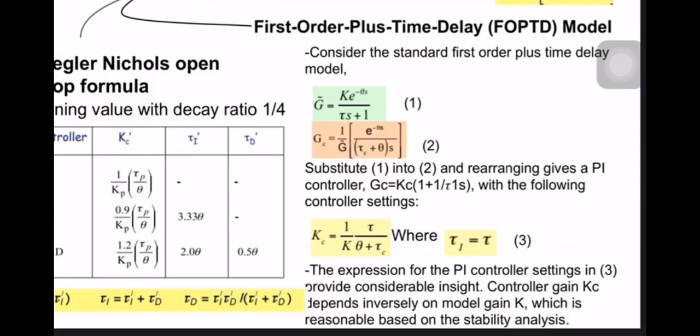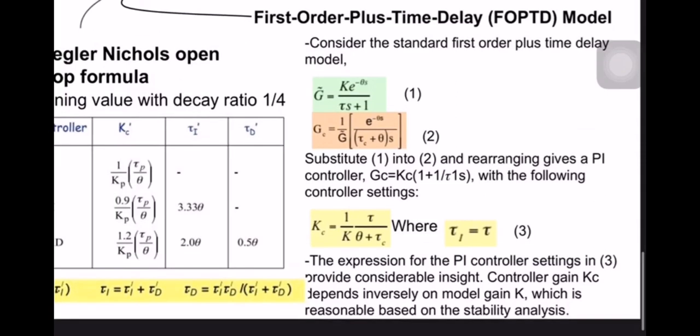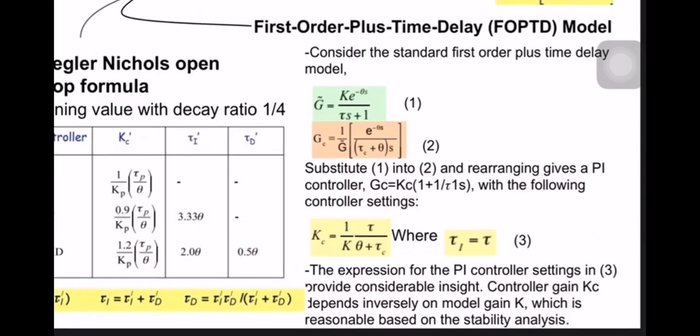So the PI controller equation is Gc is equal to Kc times (1 plus 1 over tau I s). Kc is the controller gain. The expression for Kc is equal to 1 over K times tau over (theta plus tau c). This expression is for the PI controller settings, and it will provide considerable insight. The controller gain depends inversely on model gain, which is reasonable based on the stability analysis.